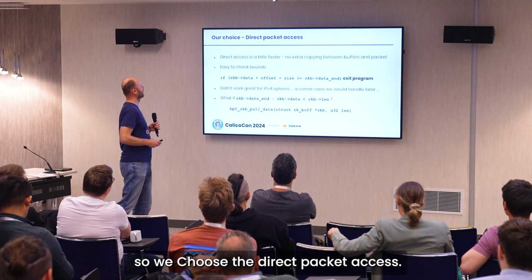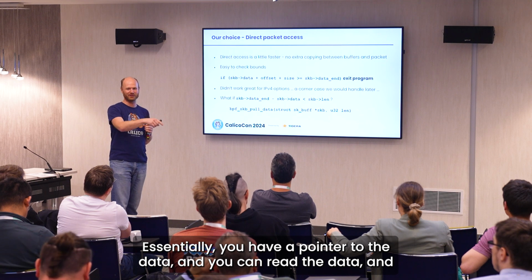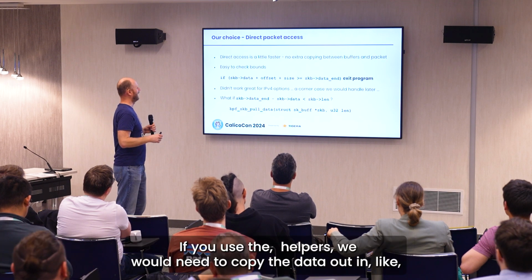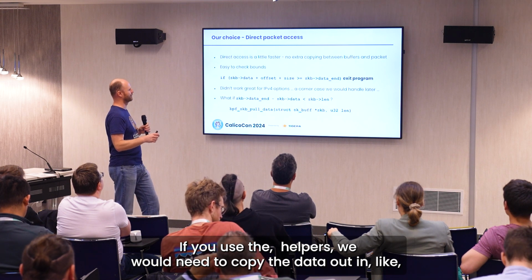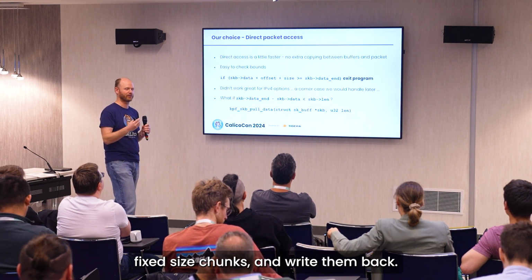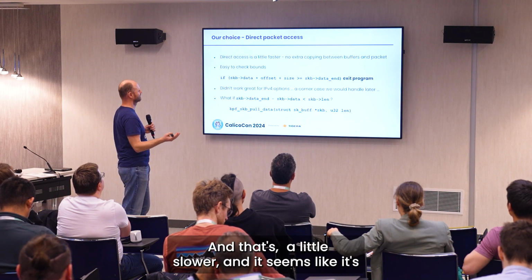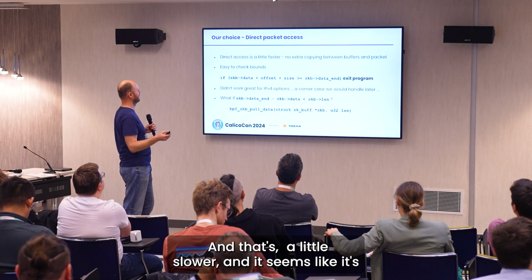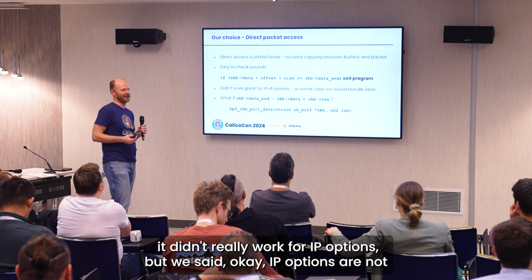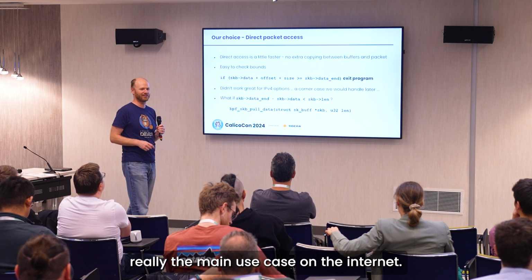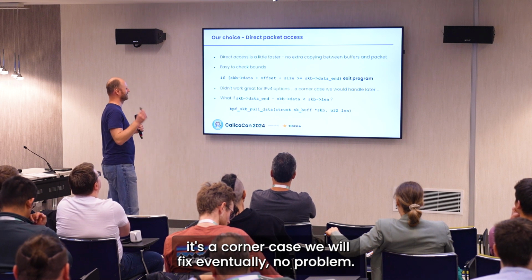So we chose the direct packet access. Essentially, you have a pointer to the data, and you can read the data, and you can write the data in the packet. If we use the helpers, we would need to copy the data out in fixed size chunks and write them back. And that's a little slower. And it seems like it's pretty easy to check bounds. It didn't really work for IP options, but we thought, okay, IP options are not really the main use case on the internet. You pretty much don't see IP options. It's a corner case we will fix eventually, no problem.